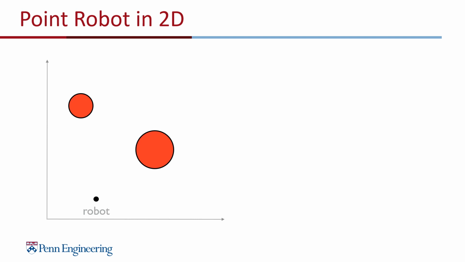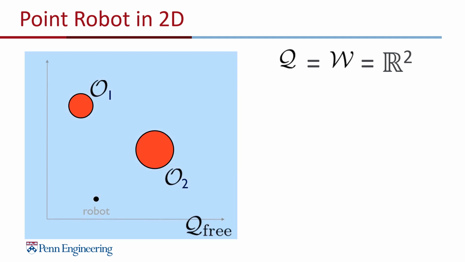Let's start with a simple example. Here we have a point robot on a plane. So its configuration is fully defined by the workspace, R2. There are two obstacles, O1 and O2, and the area in the workspace outside those obstacles is the free configuration space. We note the start location of the robot and the desired goal configuration.